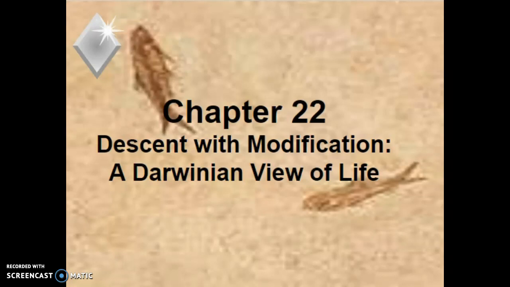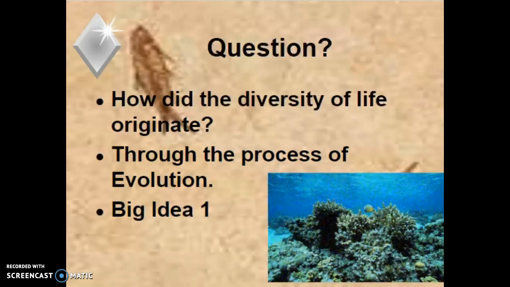You can see on the screen we're talking about Darwin's view of descent with modification. So how did the diversity of life originate? That's what this is really about here in this whole unit and definitely in this chapter. So how did we get all of the diversity of life that we see on Earth today? The biological and the scientific explanation to that question is through the process of evolution.